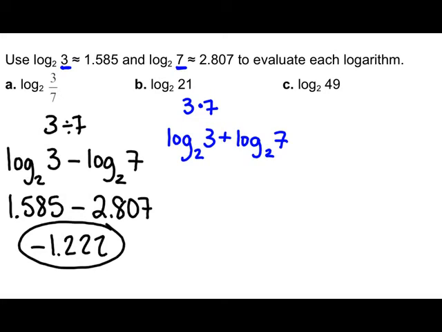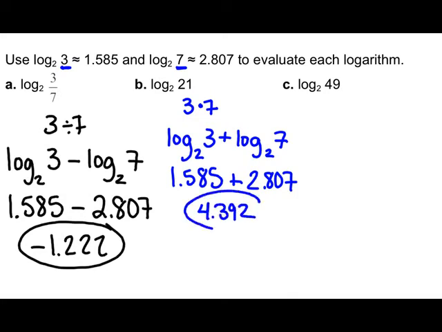Now all I have to do is plug in my given values. So 1.585 plus 2.807. We add those in our calculator or in our brain. And we get 4.392. So a little bit more than 4, not quite 5. 2 to the 4th is 16, 2 to the 5th is 32, which makes sense. That is going to be somewhere in between the two.